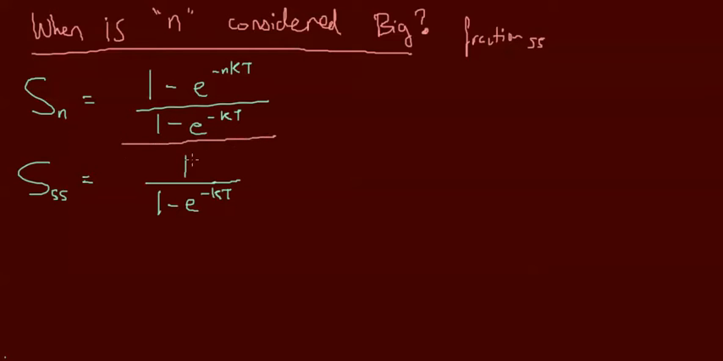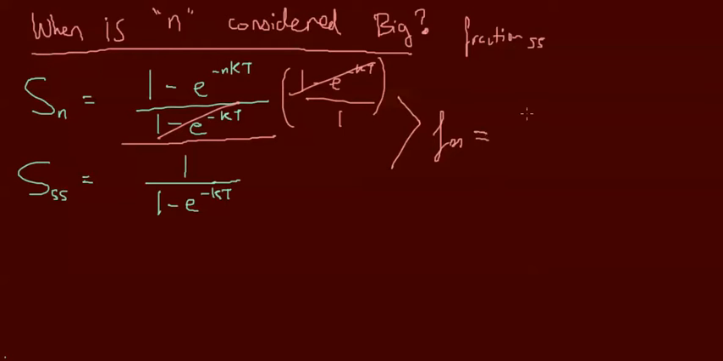We'll divide these two numbers, and when we divide, we flip it around. So then we'll get 1 minus e to the negative kt in the numerator over 1. And what happens? These two cancel out. So this fraction is comparing the steady state accumulation factor and a regular nth dose accumulation factor. And the fraction ends up being simply the numerator right here, and that's 1 minus e to the negative nkt. So this is it.